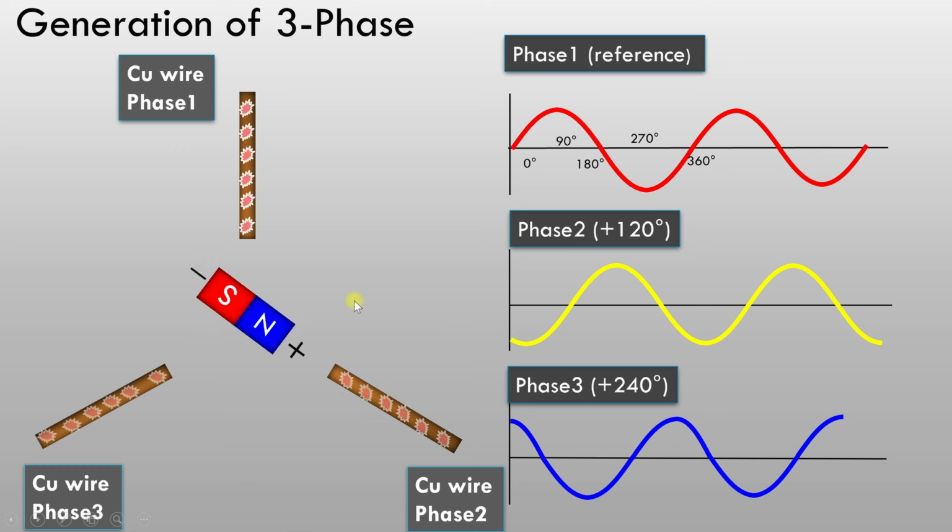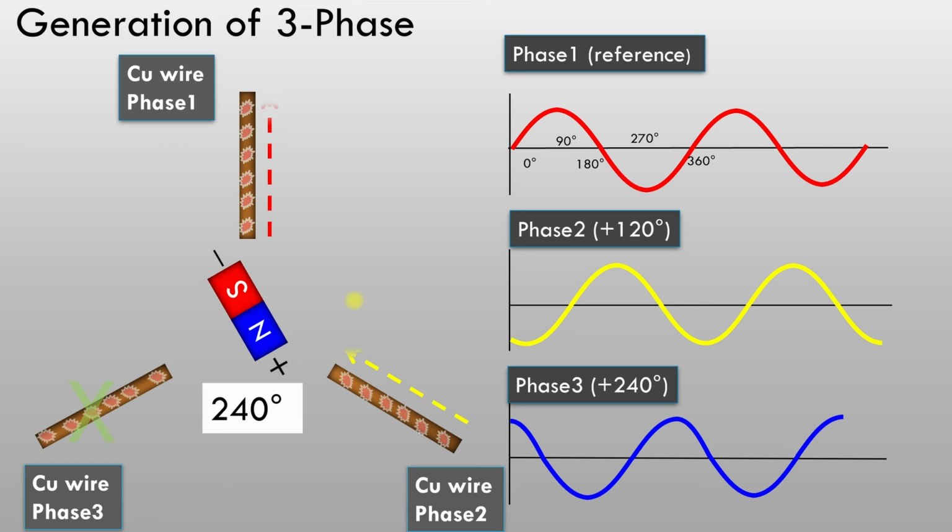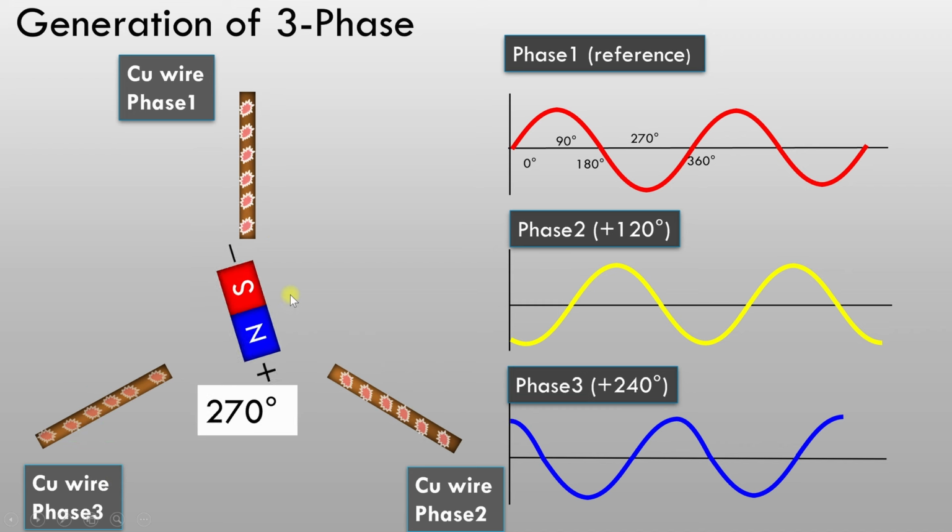We will rotate the bar magnet even further. Now we can see there is no flow of electrons in phase 3. We are at this point. We'll rotate it even further.